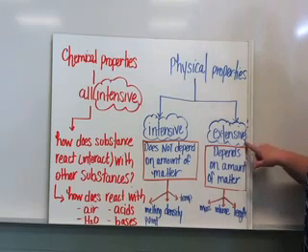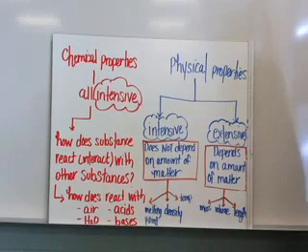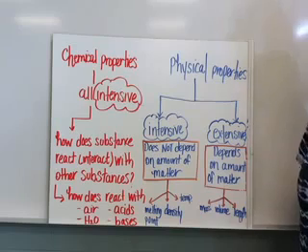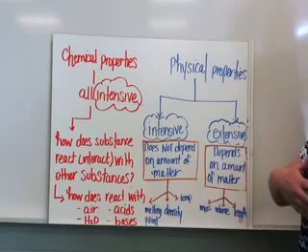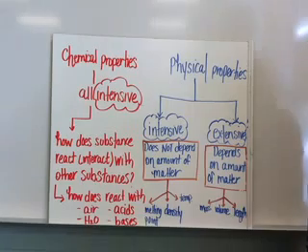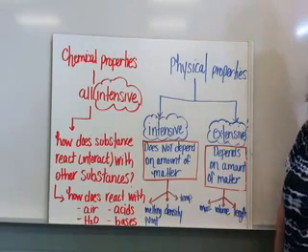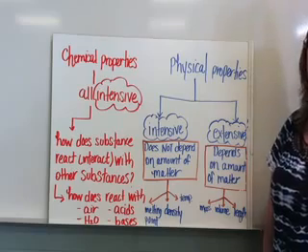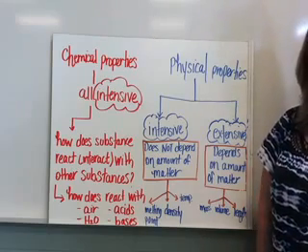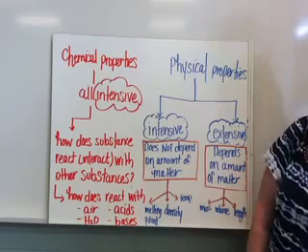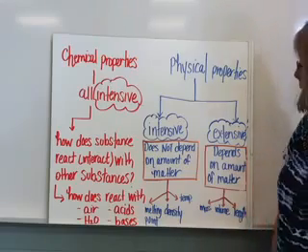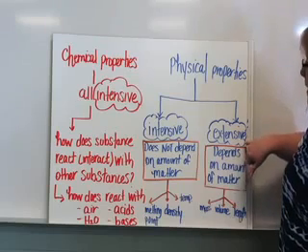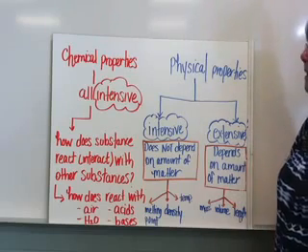An extensive property does depend on the amount of matter that you have. So in other words, the more matter you have, the more of that property you have. Like mass. So if we were going to get the mass of a piece of gold, the more gold you have, the greater the mass would be. That's called an extensive property.